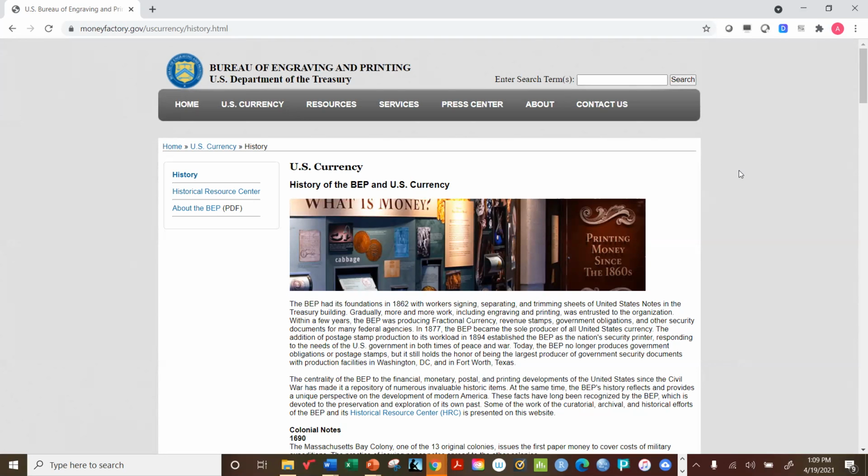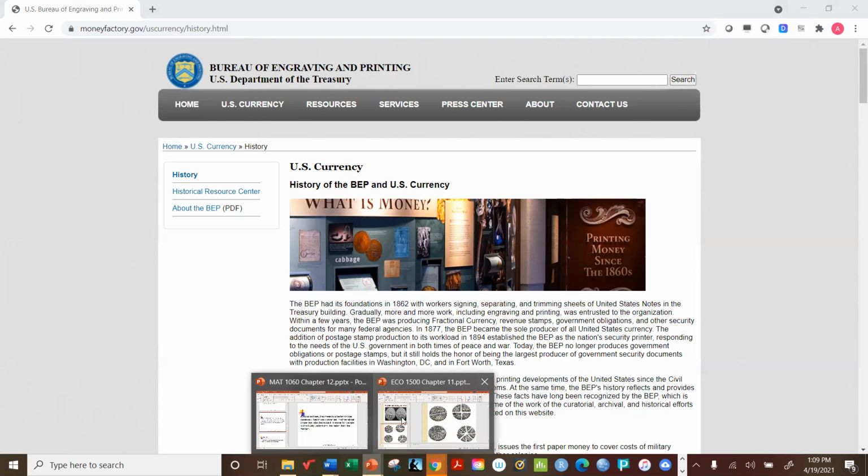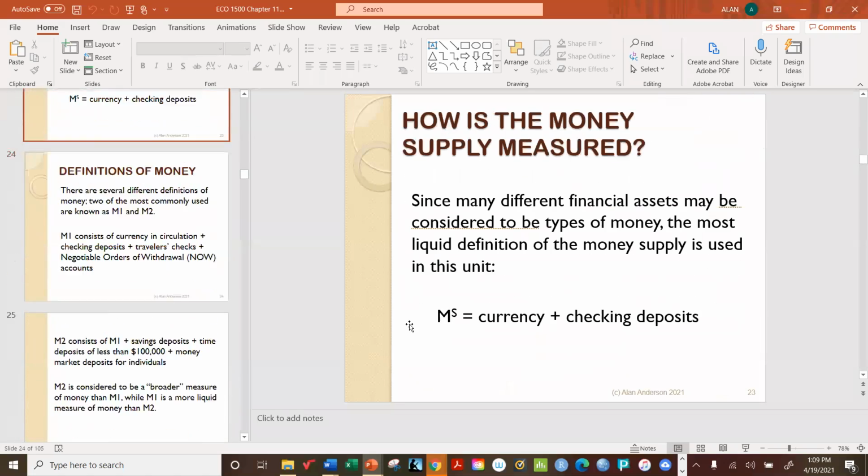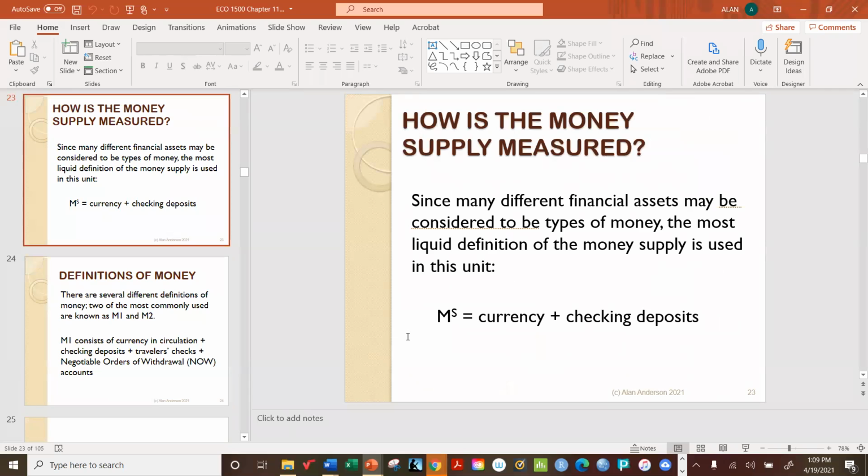And when we're done with that, we can dive back into the notes and start considering how money is measured. In other words, how much money is there in the United States? How much money is circulating within our borders? That's an interesting question. In fact, it's a very important question because the policymakers at the Federal Reserve Bank have to know this.